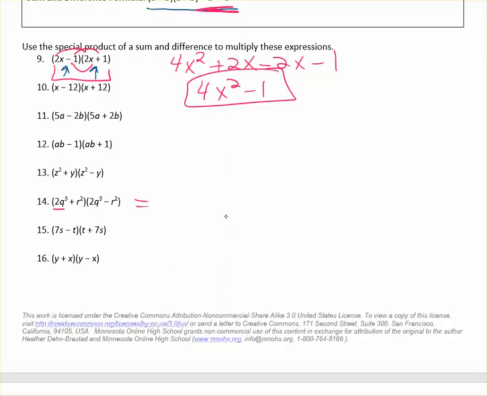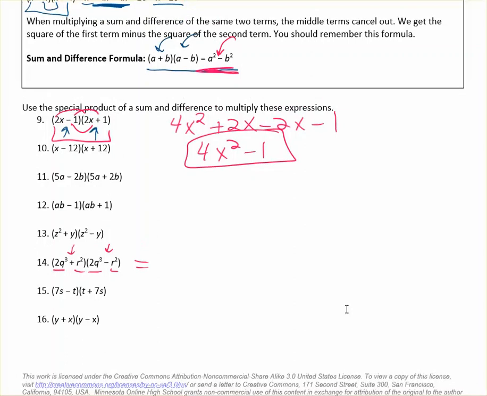Okay, A is 2q cubed. Wow. And this is also 2q cubed. And B is r squared, and B is r squared. One's got a plus, one's got a minus. I can use the formula. The formula says, here's the formula, that I can just write this as a squared minus b squared. A is 2q cubed, and it's minus, always minus. And B is r squared, squared. I have to square both of them. I'm not done. This is not simplified.